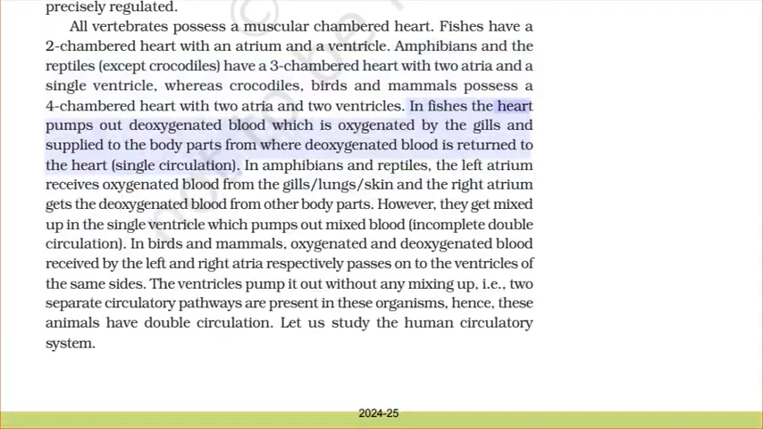In fishes, the heart pumps out deoxygenated blood, which is oxygenated by the gills and supplied to the body parts, from where deoxygenated blood is returned to the heart. This is single circulation.